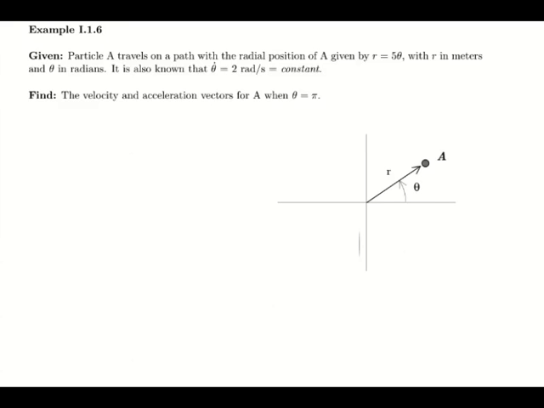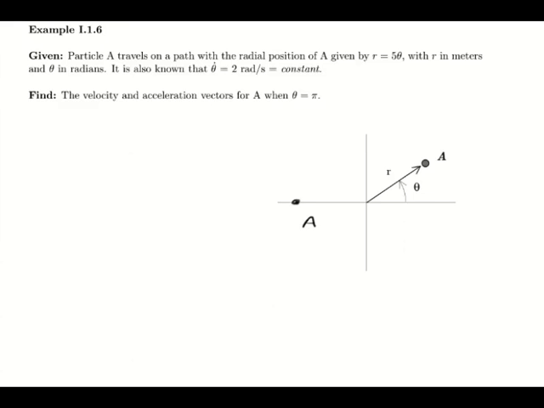In this example, we have this particle A, which is traveling along a path, which is given in terms of the polar coordinates of r and theta. R is explicitly said to be equal to 5 theta, where r is in meters and theta is in radians. We know that theta dot is a constant at 2 radians per second, and what we want to do is find the velocity and acceleration vectors for A whenever theta is equal to pi. So we're looking at a position here where A is over here.